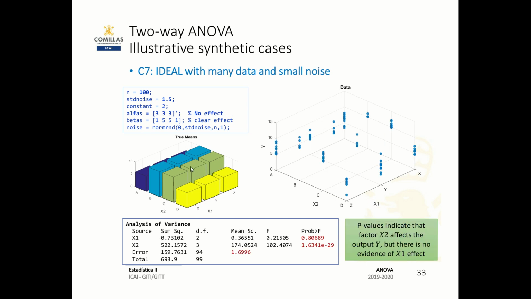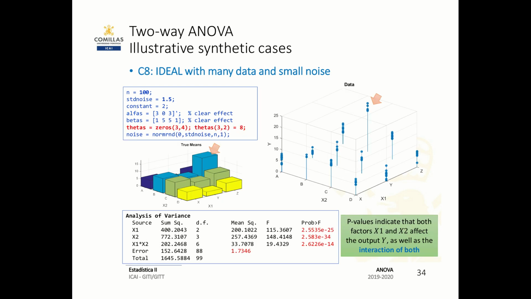So now all the alphas are the same, the betas are not. We have a lot of data, and now what we see is that x1 is not significant because there is no difference between the alphas, and x2 is significant because there are differences between betas, and the two-way ANOVA was able to identify this situation.